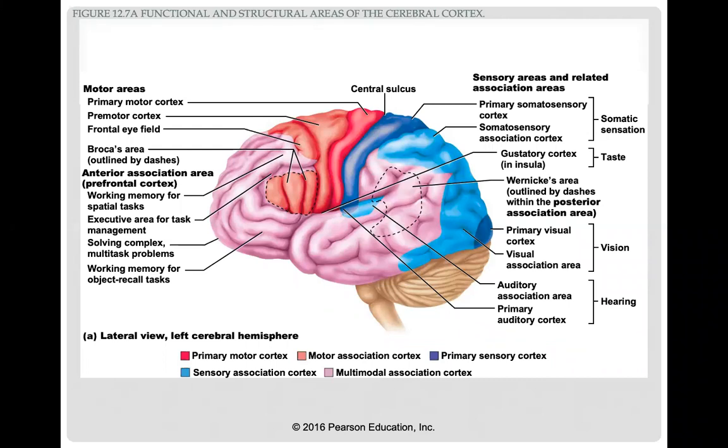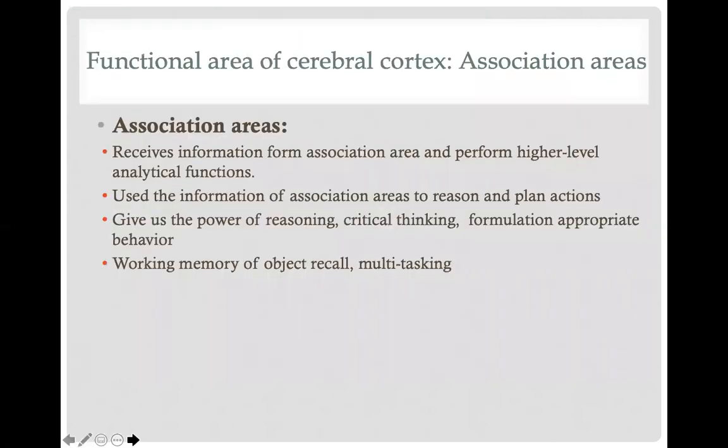Now, today our focus is going to be shifted to the multimodal association cortex, which is depicted in pink here. So we're going to take a look at them and briefly go over some of their main functions and possible imbalances and medical conditions. So let's go ahead and get started with these, the names of these association areas, and the functions of these association areas.